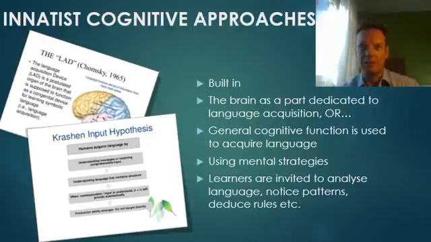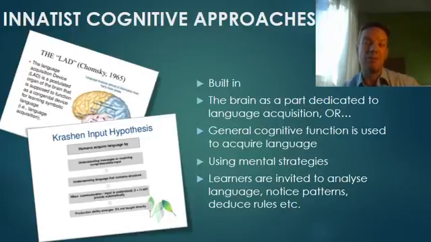So they have to identify patterns, work out rules, and experiment, take chances. And also making mistakes is something that's considered to be an important part of the learning process. And there are two schools of thought in this innatist approach.